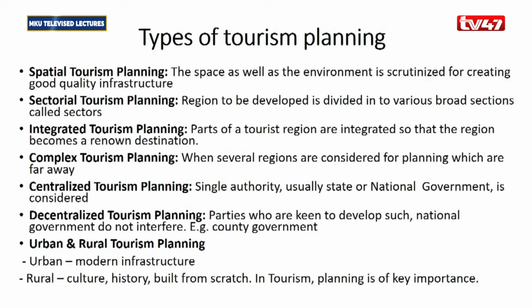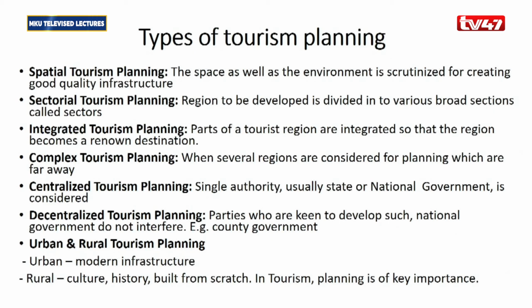And this one comprises the parts of tourist regions that are integrated to help a region to be a renowned place. Then we also have what we call complex tourism planning, where several regions are considered for planning, because we say that tourism is a complex industry. So we need to look at that kind of planning.